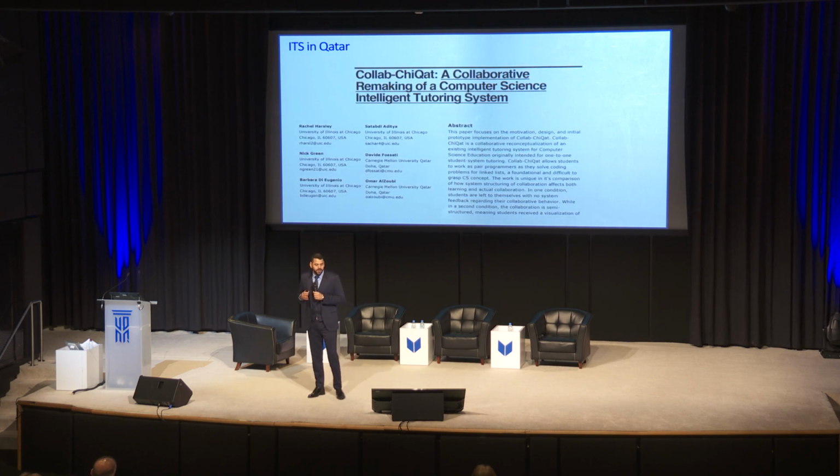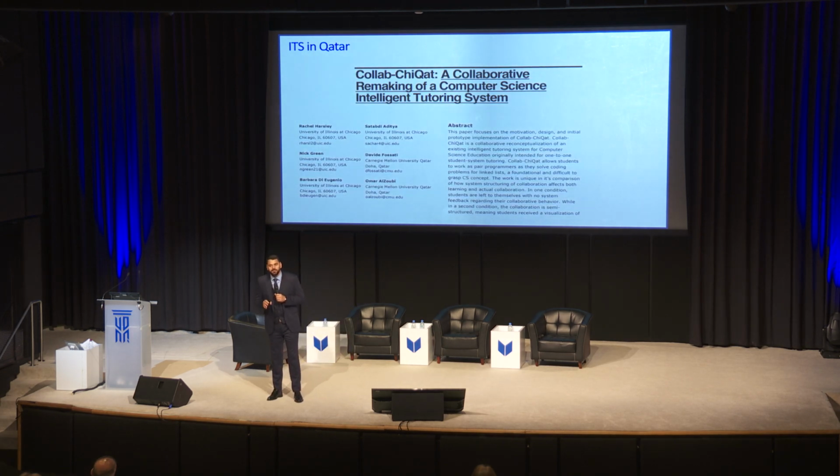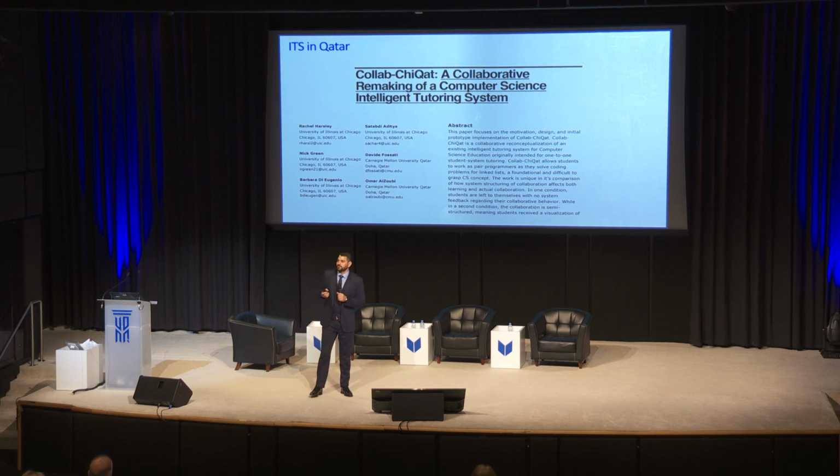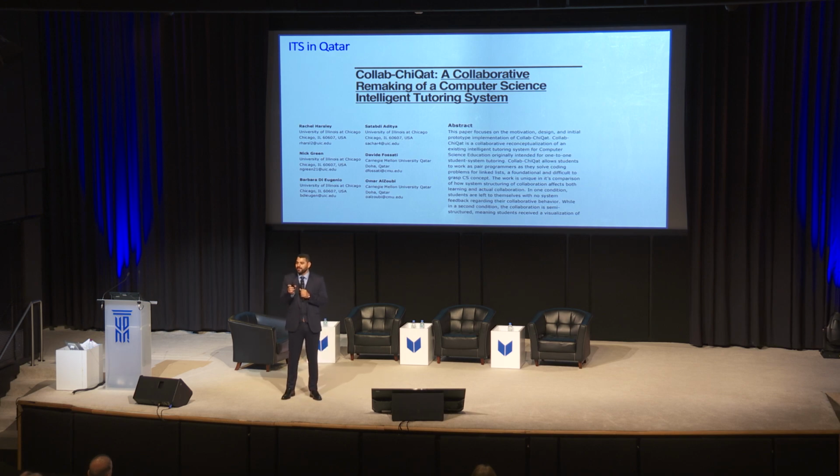The only ITS that was developed here in Qatar, in collaboration with the University of Illinois at Chicago, was called Collab ChiCat. It's an intelligent tutoring system to teach a very specific topic in computer programming, which is linked lists. The idea was to use pair programming, so two students work at the same time on how to learn and implement linked lists. That's the only research done here in Qatar about intelligent tutoring systems.